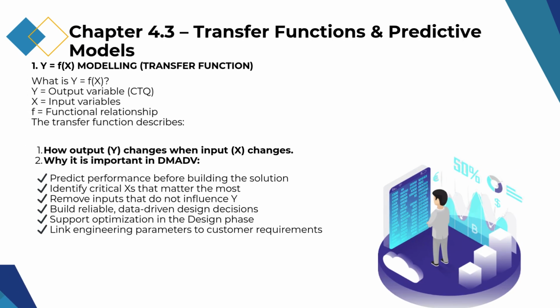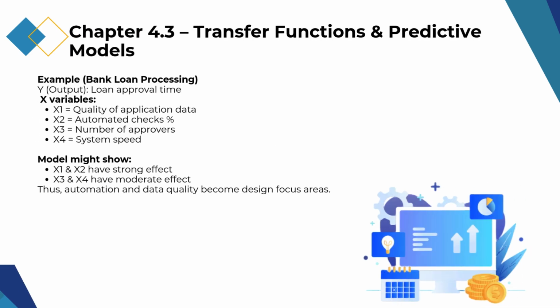This slide introduces y equals f(x) modeling, also called the transfer function. Here, y is the output or CTQ, x's are input variables, and f shows their relationship. The transfer function explains how changes in x affect y. In DMADV, this helps predict performance, identify critical inputs, make data-driven decisions, support design optimization, and link engineering parameters to customer requirements.